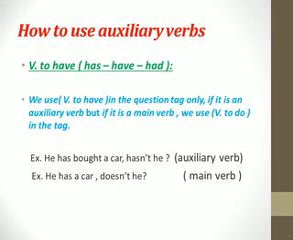Number 3, verb to have. We use verb to have in the question tag only if it's an auxiliary verb. But if it's a main verb, we use verb to do in the tag. For example, he has bought a car, hasn't he? This sentence is written in present perfect tense, and the word has is used as an auxiliary verb. So we will use it in the tag. But when we say he has a car, doesn't he? the word has is used as a main verb and we can't use it in the tag. Then we use the word doesn't instead of it.